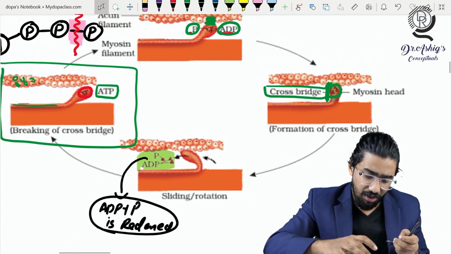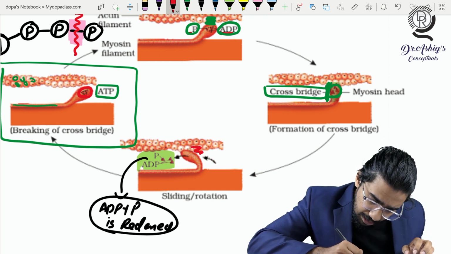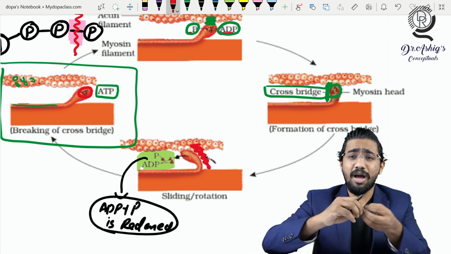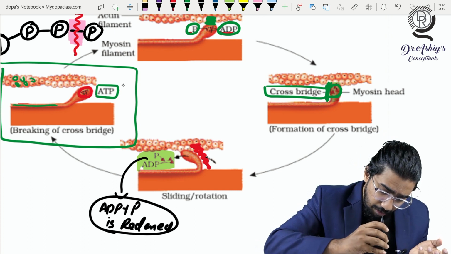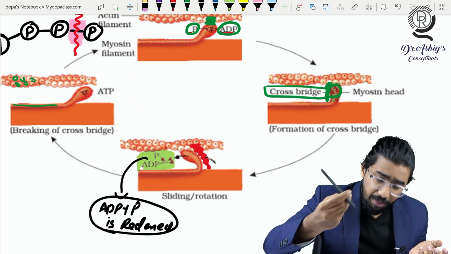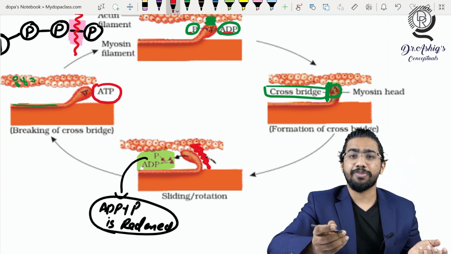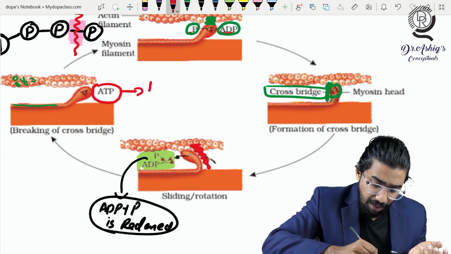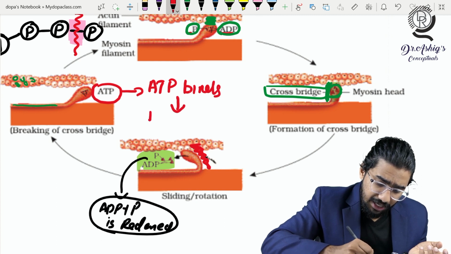After the sliding, what is happening? You can see that even after the sliding, the cross bridge is still present. So what do we have to do? We have to break down that cross bridge. How will the cross bridge be broken down? We come back to the initial figure itself. To break down that cross bridge, we have to bind another ATP there. A very, very important step. Why is that ATP binding? When ATP binds, it leads to the breaking of the cross bridge.